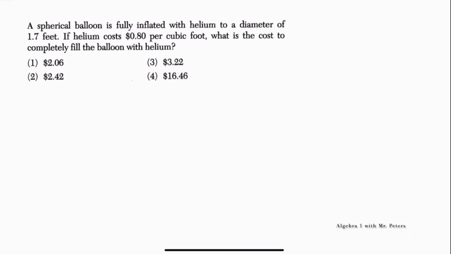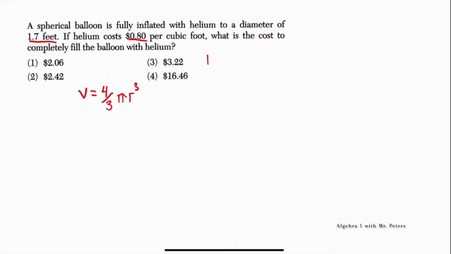They tell us that a spherical balloon is fully inflated with helium to a diameter of 1.7 feet. And they tell us that if helium costs 80 cents per cubic feet, what is the cost to completely fill the balloon with helium? So when we're talking about the volume of a sphere, we're going to use the formula volume is equal to 4 divided by 3 times pi r cubed.